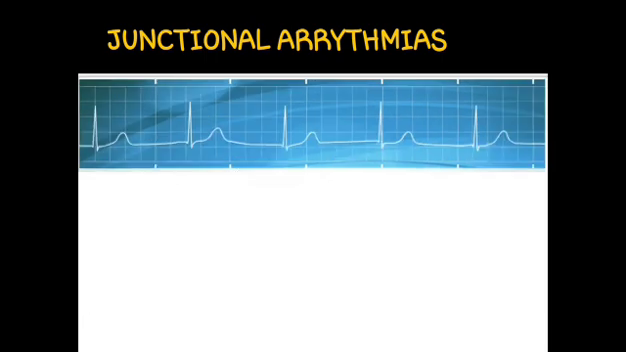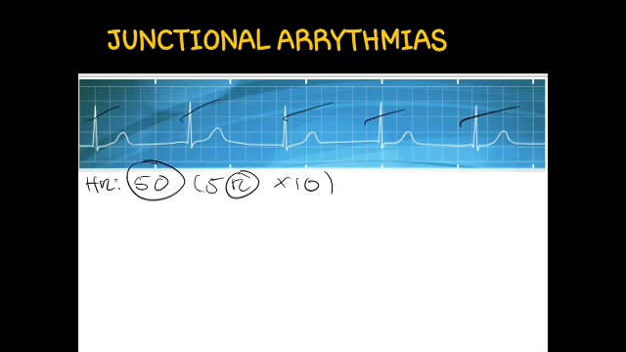Okay, so let's proceed to the next rhythm. Now, for the next rhythm, let's check the heart rate of your patient. Now, counting the R waves: 1, 2, 3, 4, 5. So the heart rate of your patient is 50, since there are 5 R waves, and then multiply that by 10. So we have a heart rate of your patient of 50.